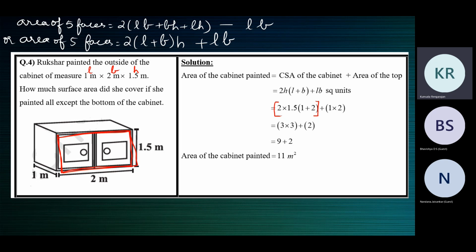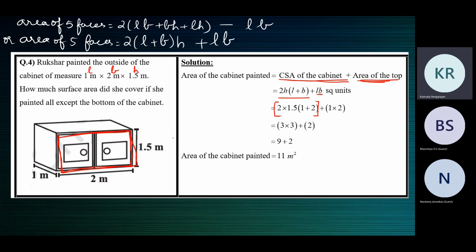Okay, so what have we done here? Area of 4 faces, that is the curved surface area of the cabinet, plus the area of the top. So here we have not included the area of the bottom. CSA is 2H into L plus B and the top is L into B.